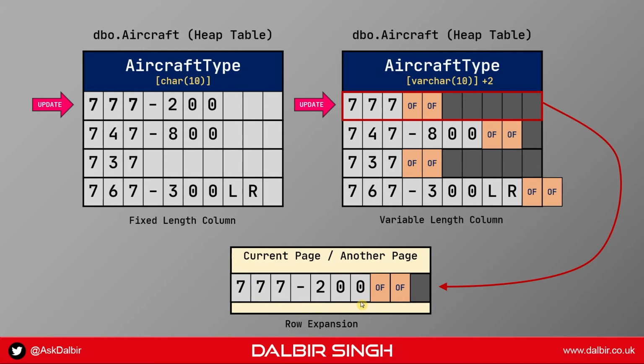Well, a row expansion would probably occur again, but SQL Server is smart enough to update the original row pointer to point to the new location of the row expansion, which is exactly what we want. We don't want pages upon pages daisy-chained to get to our varchar content.